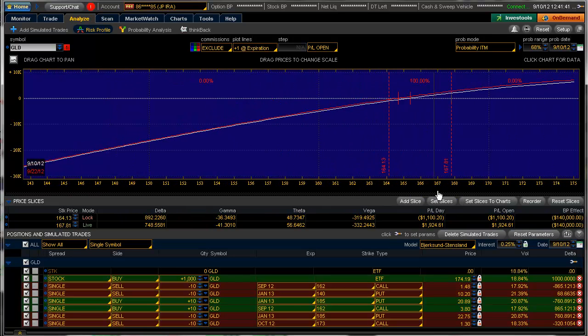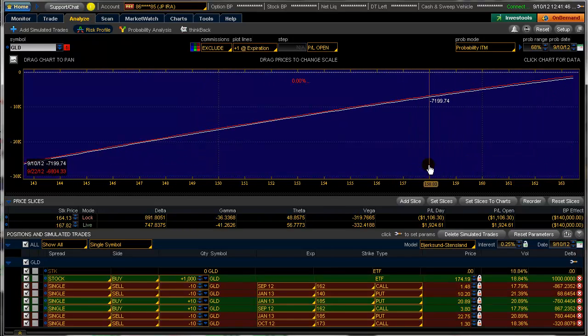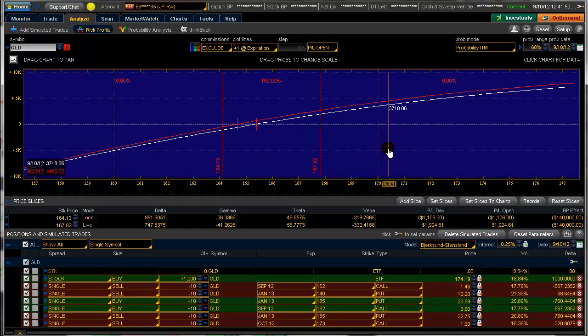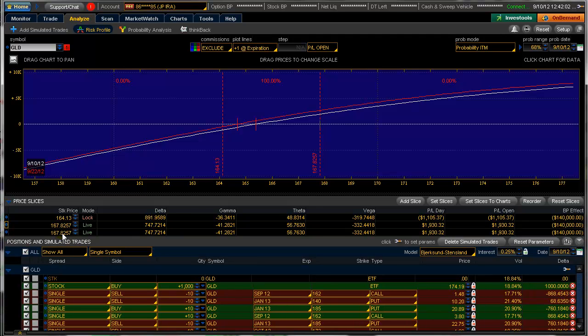So let's stretch this out a little bit here and get a better look at it. Just click and drag along the price line here. Oh, I don't mean price line. Speaking of price line, oh, never mind. So at 164.13, let's add another slice here. At that time I said, well, what if it's $2 more? And we'll change this one to 166.13.